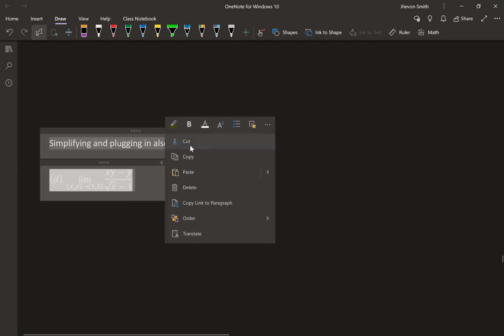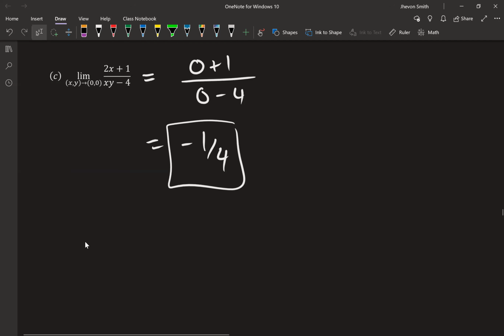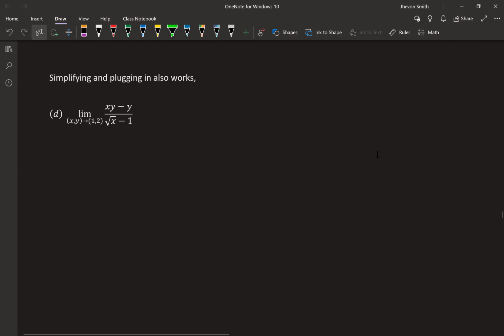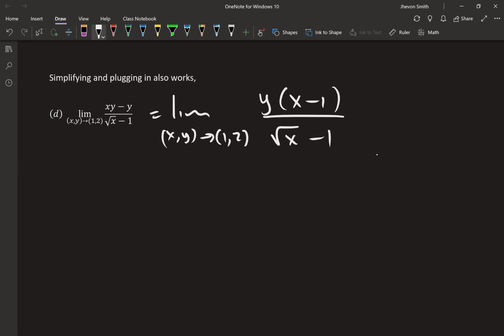Similarly here, here's something that another Calc 1 technique can also handle. So simplifying and plugging in works. You see something like this. You cannot plug in x equals 1 because you divide by 0, but you can factor out a y. You can simplify this. How would you simplify this to be able to plug in x equals 1? Ideas?